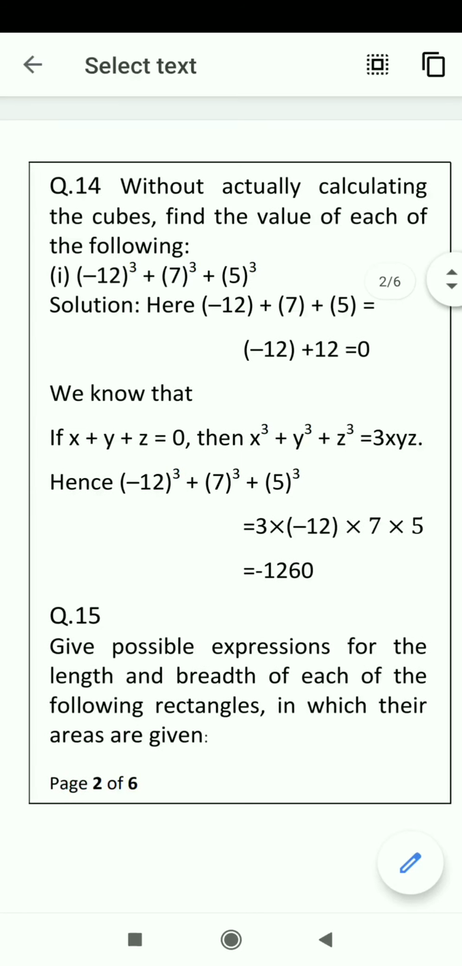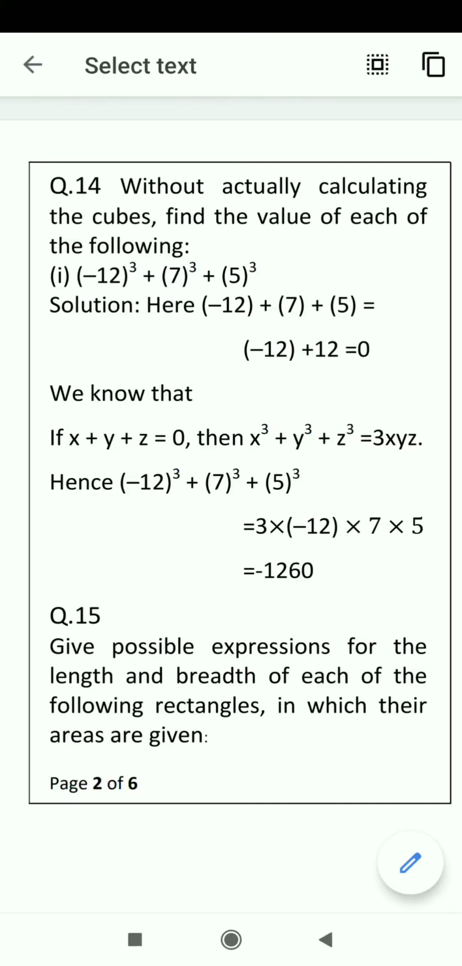First part, it is given minus 12 cube plus 7 cube plus 5 cube. Before applying the identity, let us check whether the sum of these three numbers is 0 or not. So minus 12 plus 7 plus 5 equal to minus 12 plus, adding both the positives 7 and 5, 12, and minus 12 plus 12 is 0.